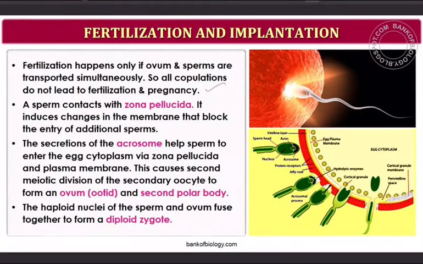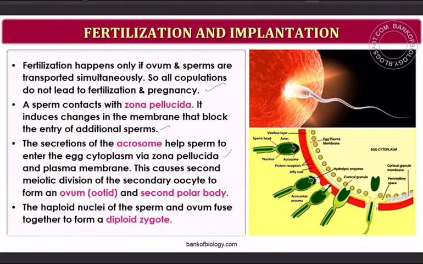That's the time. And then a sperm contacts the zona pellucida. Okay, a sperm contacts the first layer, zona pellucida. It induces changes in the membrane that block the entry of additional sperms. So that is the reason why only the fastest sperm can fuse with the ovum. There may be a question: if there are some 200 to 400 million sperms trying to give tough competition to each other and reach the ovum, how is it that only one sperm will be able to fuse with the ovum? This is the reason.